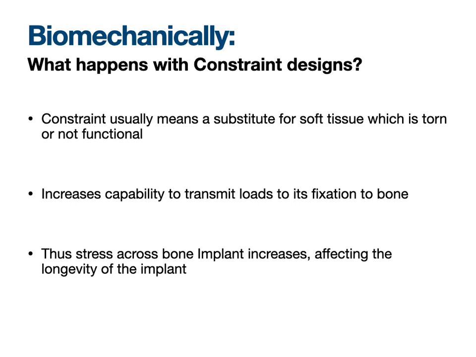Biomechanically, what happens when we use the constraint design? The constraint is primarily meant as a substitute for soft tissue which is torn or not functional. It increases the capability to transmit load to its fixation to the bone. Therefore, while it replaces the soft tissue and acts as a restraint, it also increases the stress across the bone implant surface, and this affects the longevity of the implant.